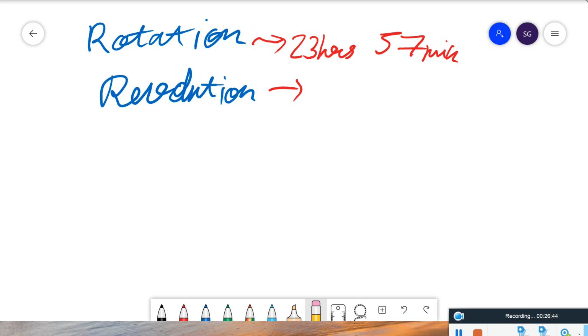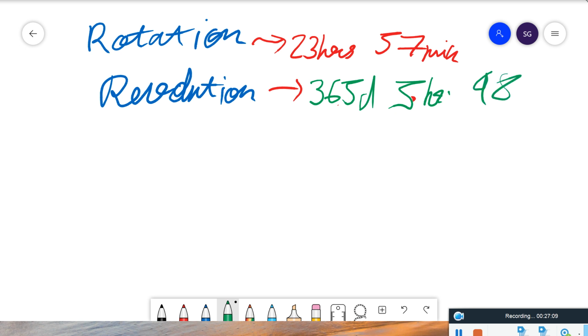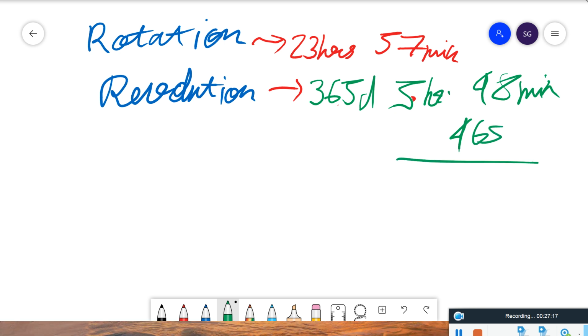Now the reason behind this is that Earth takes 365.25 days, meaning you all know 6 hours. Because the Earth takes 365 hours, sorry, 365 days, I'm really sorry for that, I will write it again: 365 days, 5 hours, 48 minutes, 46 seconds. I have taken complex data so that your calculation part is absolutely clear.